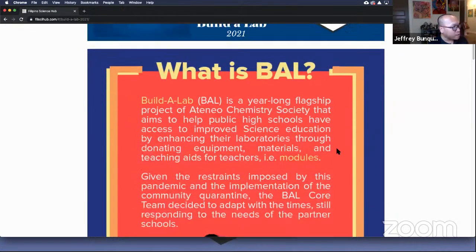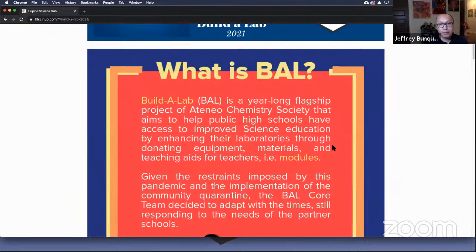So what is BAL? BAL is a year-long flagship program of the Ateneo Chemistry Society. Historically po, meron po silang at least dalawang high schools in Manila na ina-adapt nila. They provide resources for them to be able to perform laboratory experiments, so they provide equipment and reagents for chemistry experiments. Taon-taon po nilang ginagawa yan. But then, since 2020, we got surprised by the pandemic, so binago po nila yung approach nila ngayon for their program.